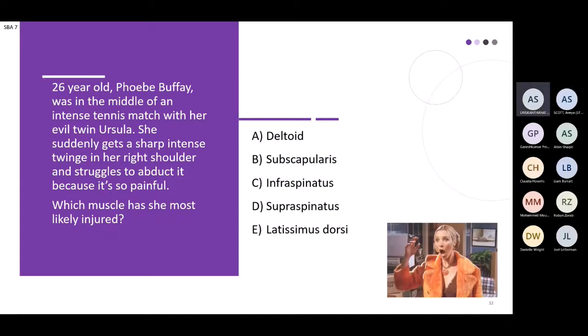I'll give you about 5 more seconds. Okay, I'm going to close the polls now. So it's a bit of a split between A and D. So the correct answer is D.